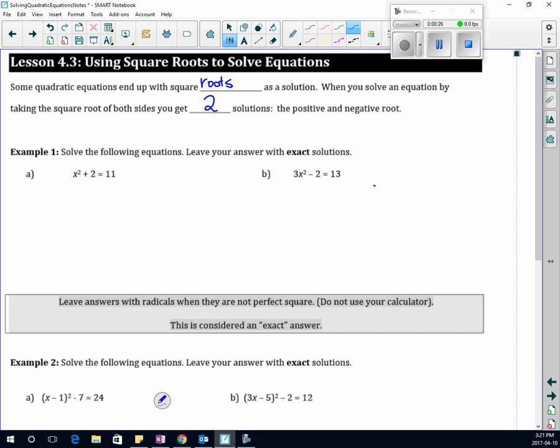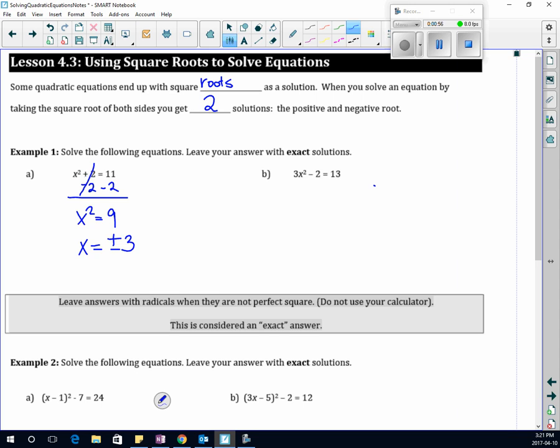So let's solve the following. X squared plus 2 equals 11. So how would I solve this algebraically? I'd move the 2 over by subtracting 2. So then we get x squared equals 9. And a lot of people will go directly to square rooting and just get 3. But the habit to get into is when we square root, we need to have the positive and the negative roots of it. So let's check our answers.